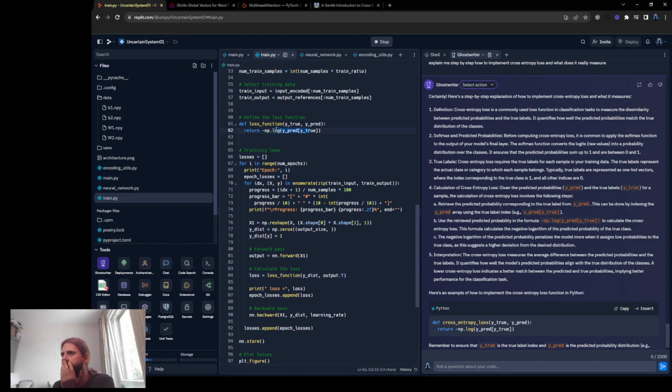But then that's just wrong, right? This is just wrong. Calculation of cross entropy loss given the predicted probabilities and the true labels for a sample involves the following steps. Retrieve the predicted probabilities corresponding to the true label from y pred. So essentially get the highest.